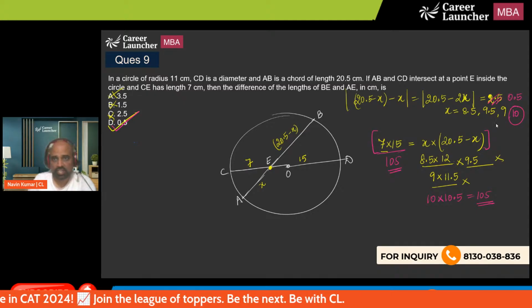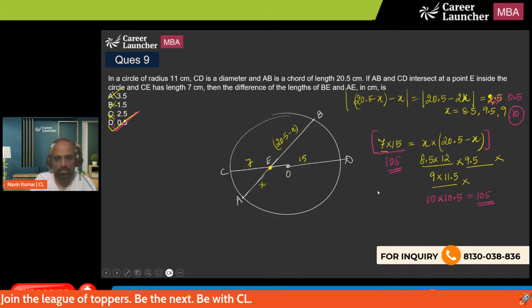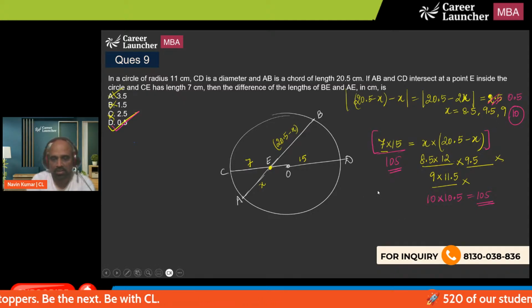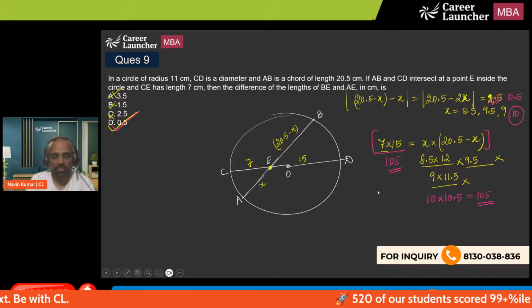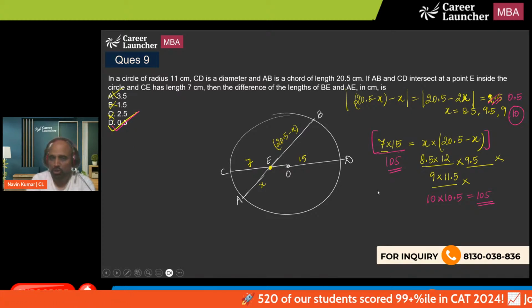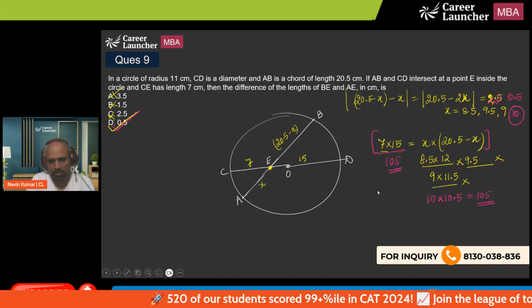Okay, so in the chat, nobody has asked for the proper solution for the previous problem. So I hope you understood that if some length looks longer than the other, we will assume it to be the longer one.